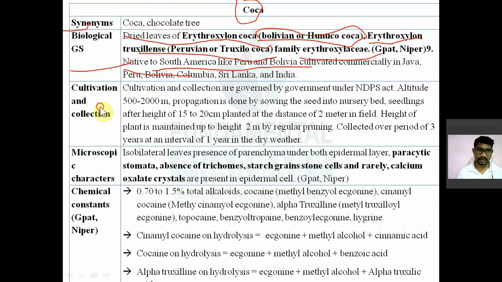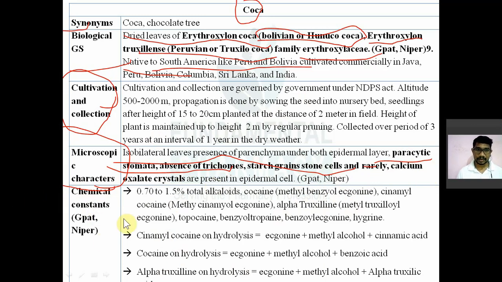Collection is not important here, so we will skip it. Directly to microscopic characters: isobilateral leaves, meaning stomata will be on both sides. So remember, isobilateral leaf. Presence of parenchyma under both epidermal layers. Paracytic stomata and parallel-celled stomata. Trichomes and starch grains, stone cells are rarely present. What about calcium oxalate? Calcium oxalate crystals are present in the epidermal cells. That is the microscopic character.